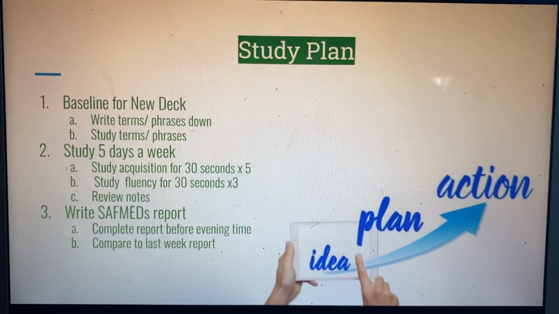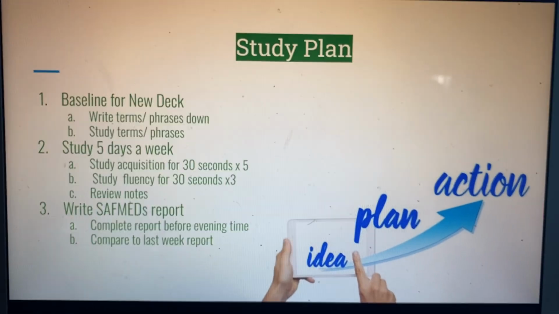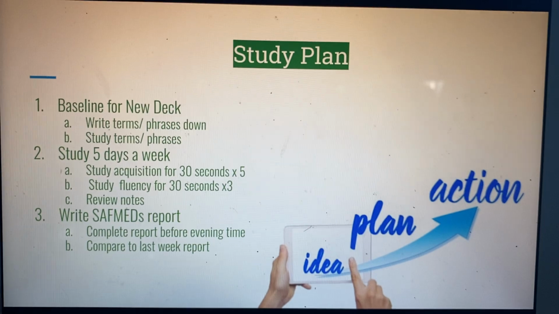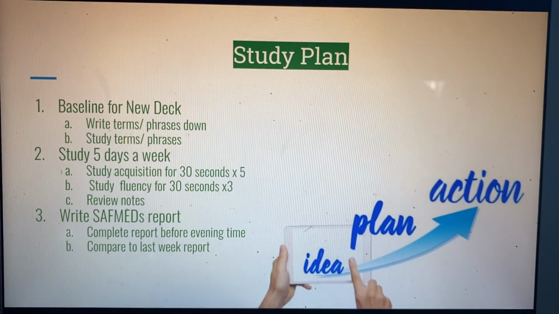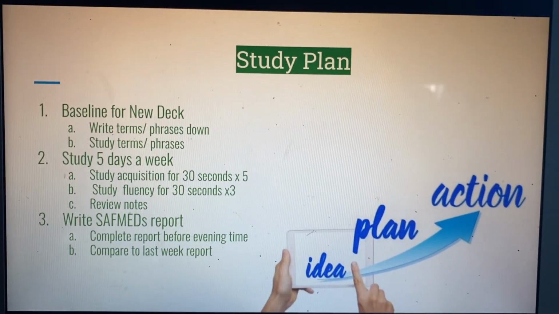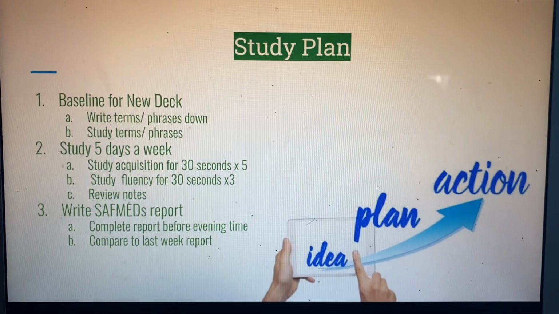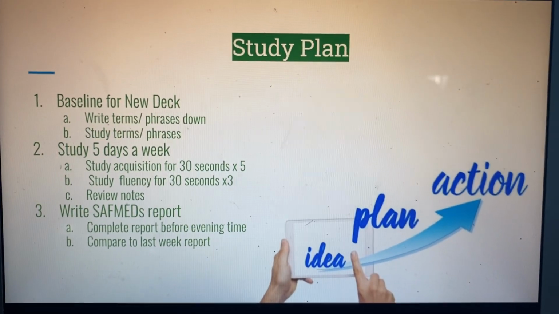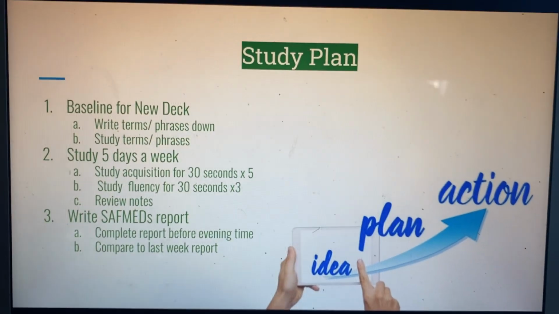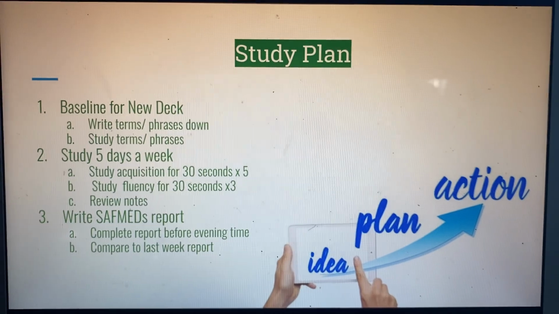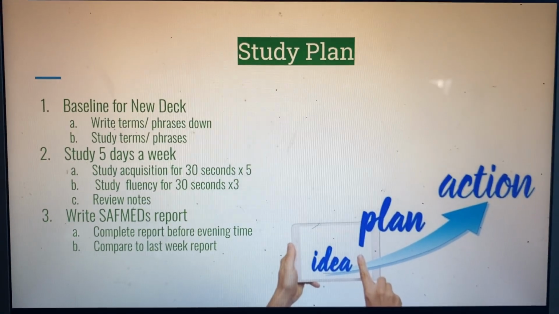My study plan for this class was first to take baseline for each new deck. After that was done, I wrote down the terms and the phrases. I wrote them down physically as well as including them in a Grandmaster document on my computer. Each week, I would study the terms and phrases. 5 days a week, I would study my flashcards for my acceleration data.